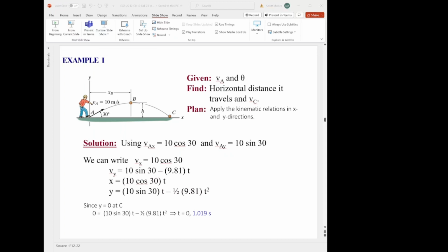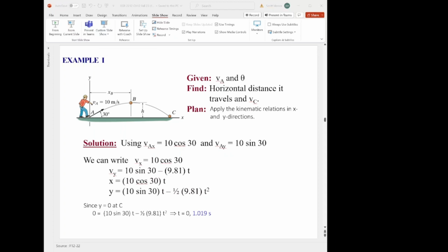To start with, we have the components. Here's our initial velocity at point A. Here's our horizontal component of the velocity, and here's our vertical component, so we're breaking this up into vertical and horizontal components. Now we can write the equations for velocity in the x direction and velocity in the y direction. And we'll also write down the equations for the position as a function of time, both in the x and y directions.